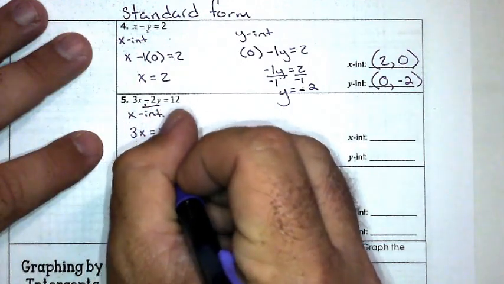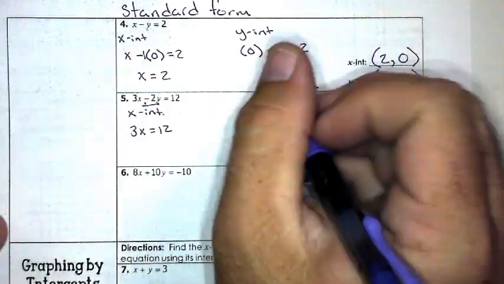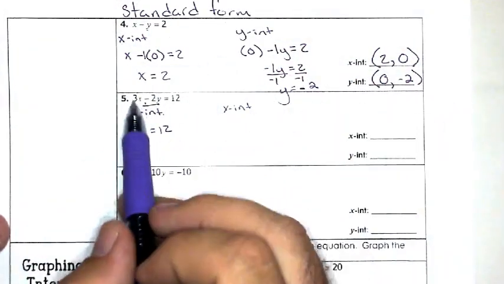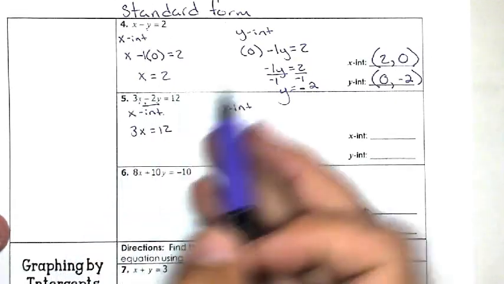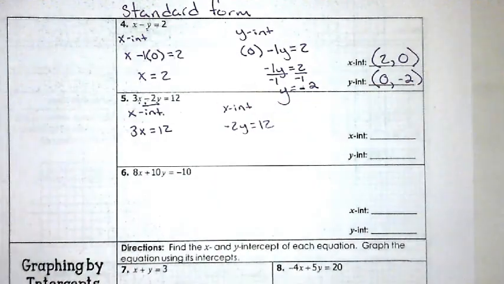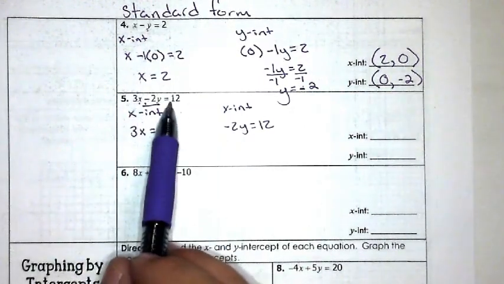The y-intercept, if I'm just going to sub 0 in for x, that's 0. I'm left with negative 2y equals 12. I don't have to go through all the substitution steps with standard form. I can just say, standard form, find my x and y intercept, just set the x equal to 12 and then the y equal to 12, and I'm good. And then you just have a one-step equation.